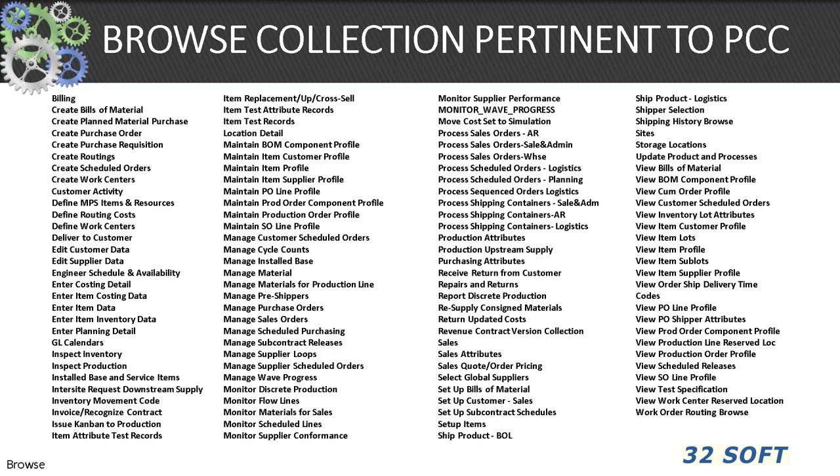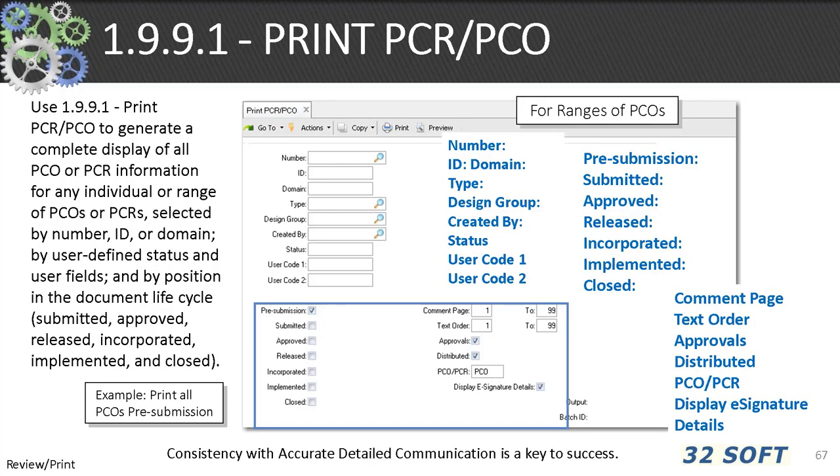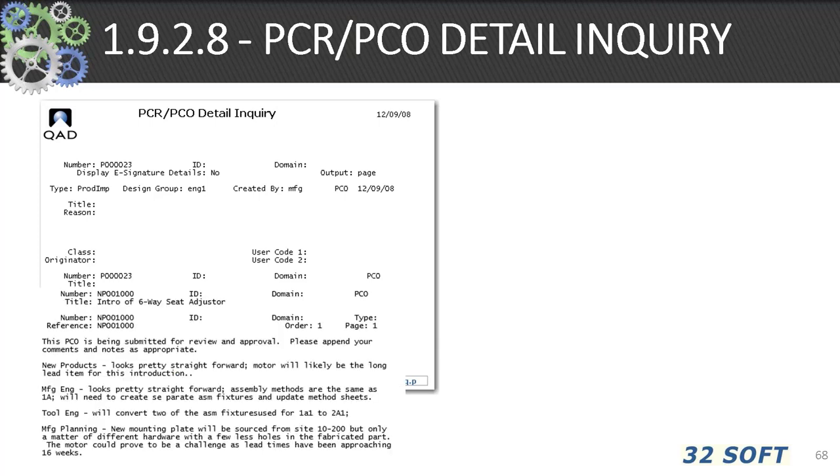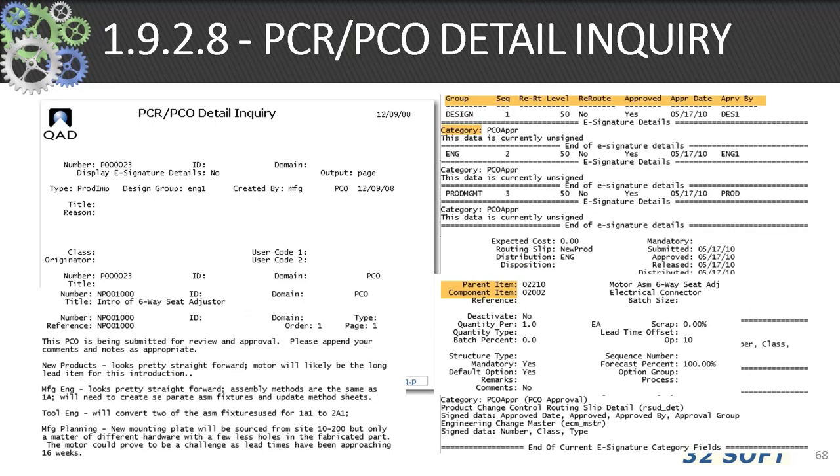Menu collections are also extremely well designed for ERP status and product change control. Use 1.9.9.1 print PCO to generate a complete display of all PCO and PCR information for any individual PCC document or range, selectable by items, domain, status, or user fields. How you do this will be determined by your organization's change process. But this report gives almost everything you would need to know about an individual PCR or PCO. The 1.9.2.8 PCO detail provides header information, notes, product structure, routings, and approval status.